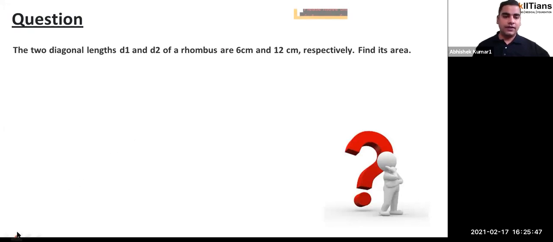Okay, so here we have the application, guys. Check out. The two diagonal lengths D1 and D2 of a rhombus are 6 centimeter and 12 centimeter respectively. They are asking you the area. Super easy, isn't it?